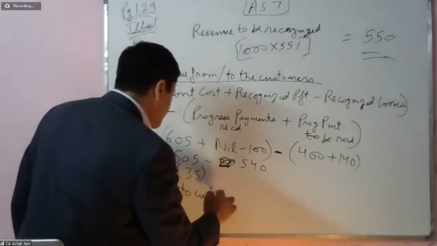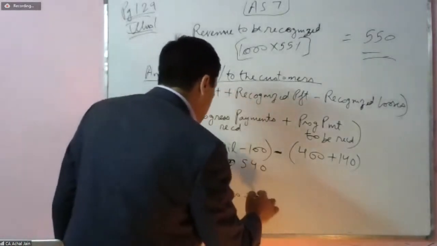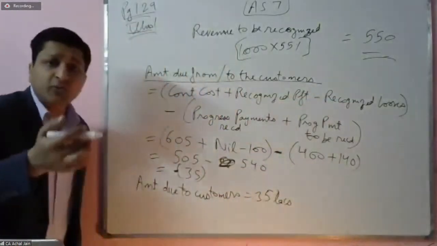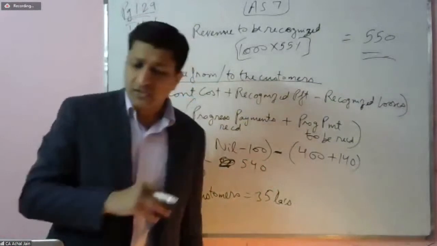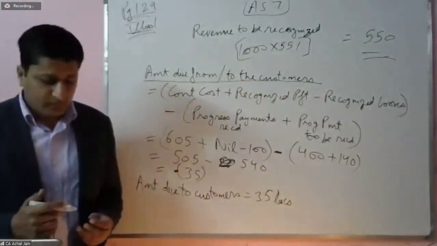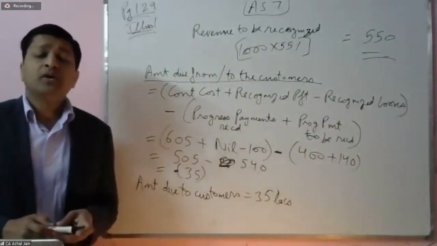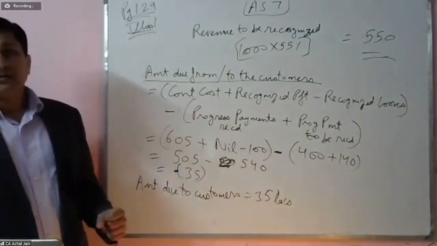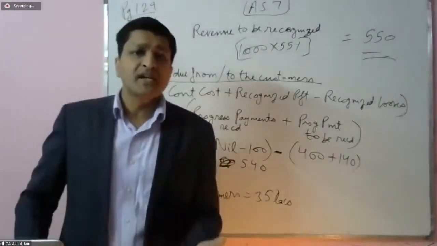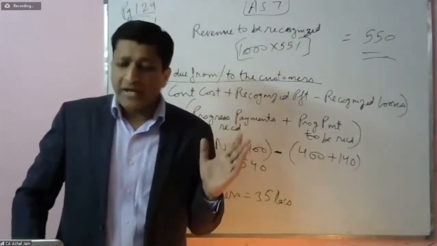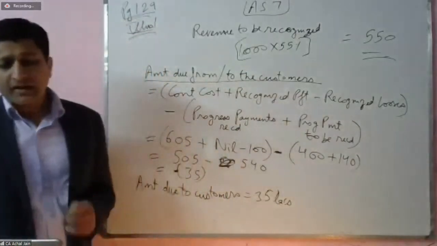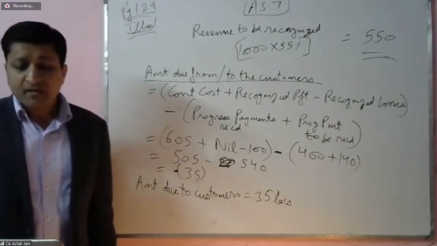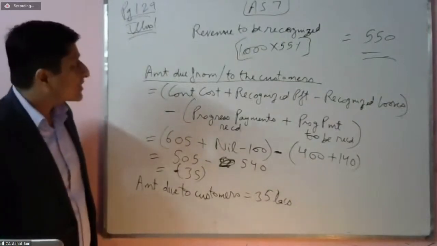So as on date, the amount is due to the customers. Amount is not due from the customer, amount is due to the customer. And if it's an amount due to the customer, how do we present this? As a liability. So this will therefore be presented as a liability in the financial statements. Correct? Okay, now next comes the disclosure which is required to be given.